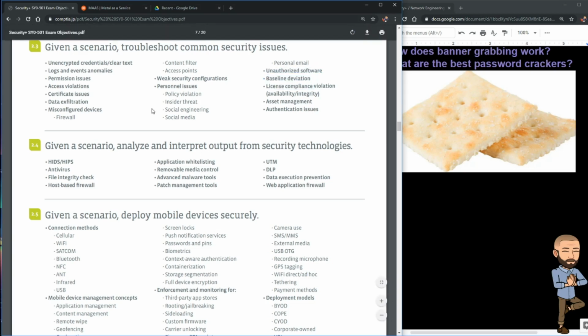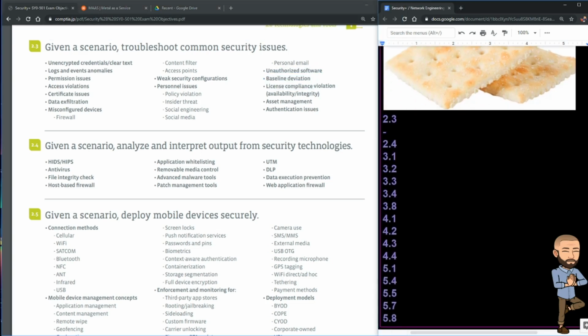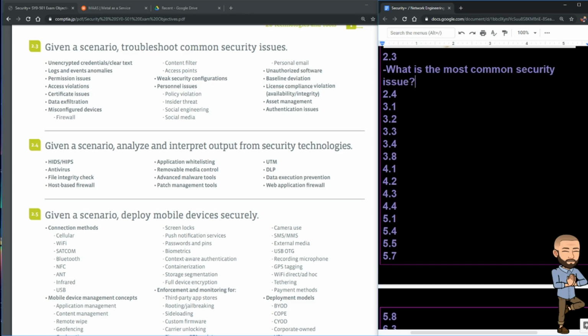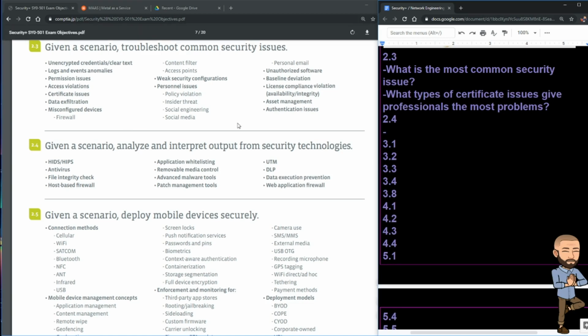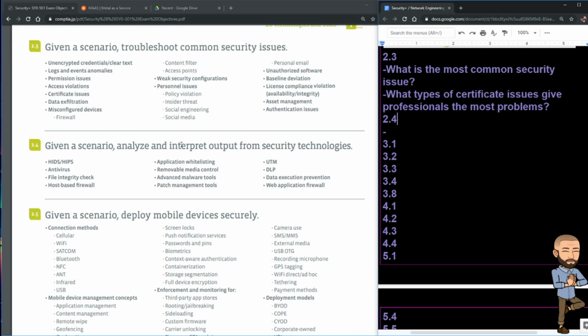I'm having a hard time coming up with questions for this section. What do you guys think? How about what is the most common security issue? How about what type of certificate issues give professionals the most problems? I think these types of questions will help people connect personally with answers. That'll help them on the test.